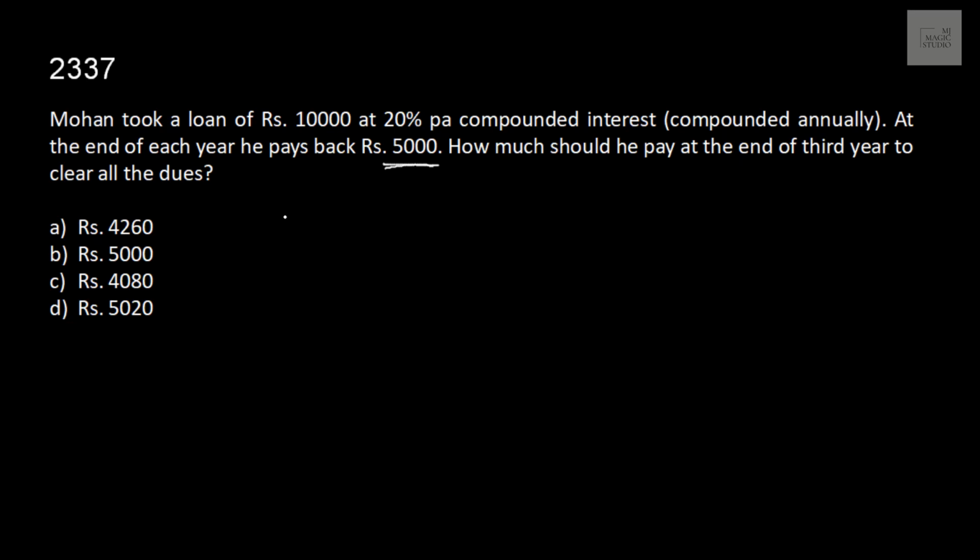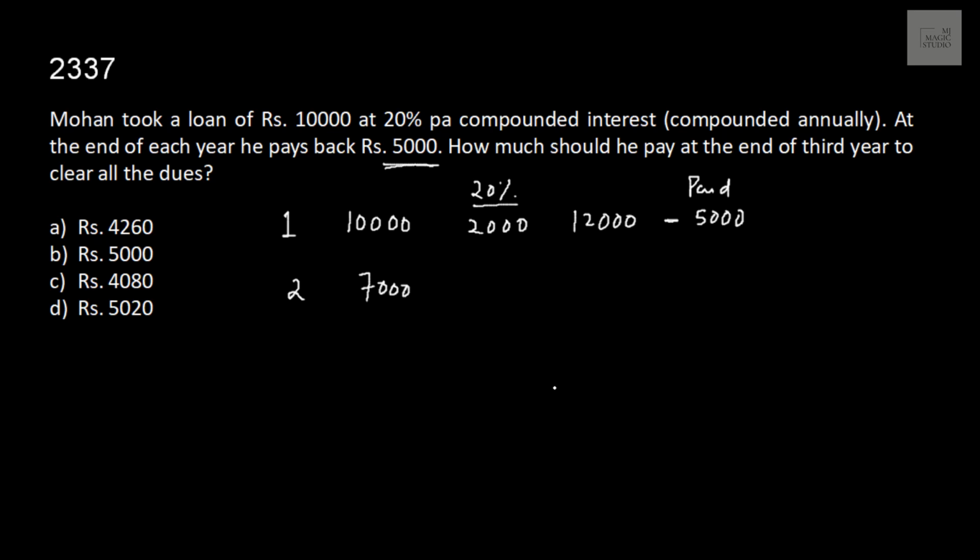Starting with the first year, you have taken a loan of 10,000. We'll calculate interest every year on the opening amount. That is 20%, that would be 2,000. So he is supposed to pay back 12,000, but paid only 5,000. So he is left with 12,000 minus 5,000, which is 7,000, which will become the opening balance for the second year.